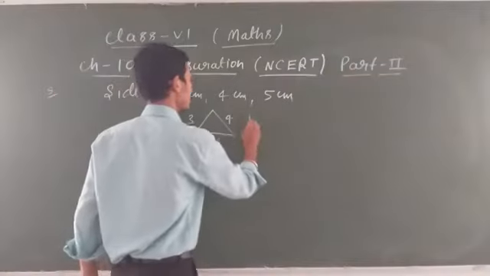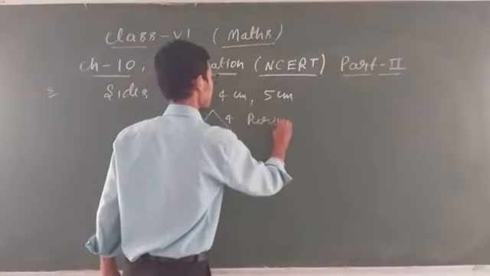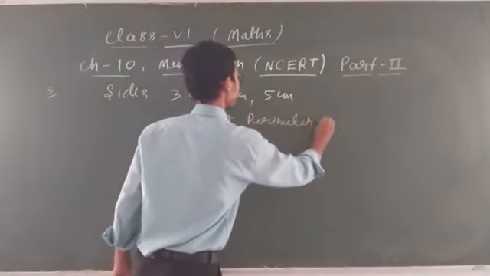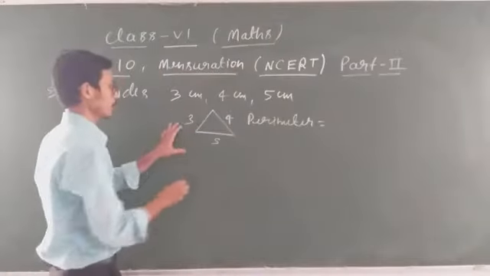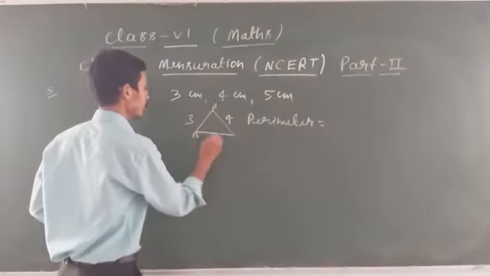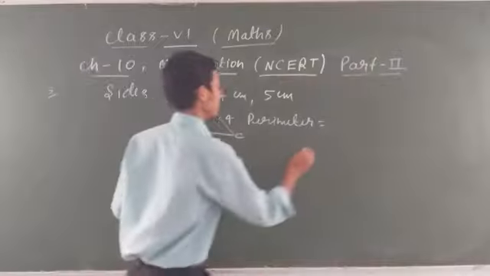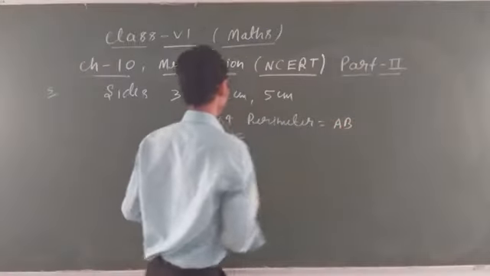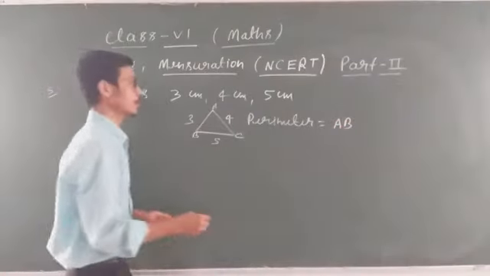Now you know that perimeter equals the sum of all sides. Let us say this is A, B, C. Clear? You know that the first side is AB, so write down AB. The second side is BC, write down BC.